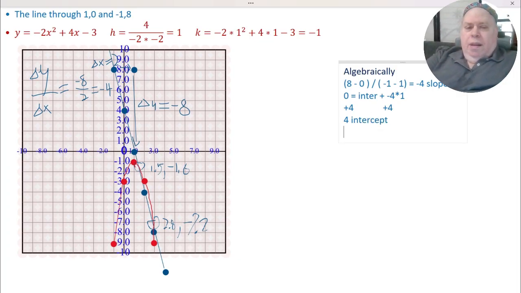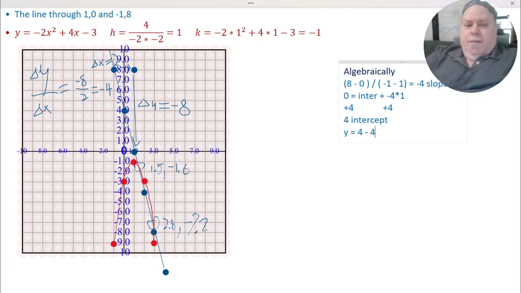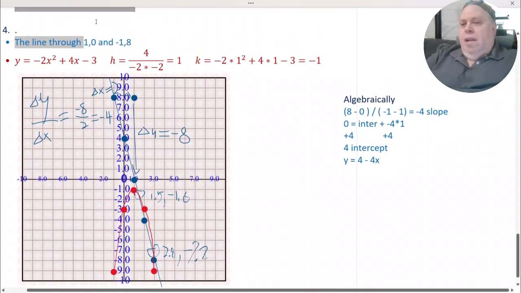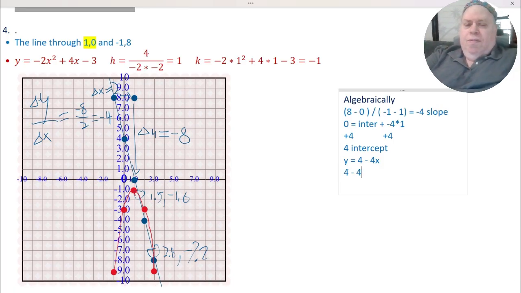So my formula becomes y equals 4 minus 4x. And so I used 1, 0 to figure that out. Highlight that. And so we'll plug minus 1 into this, and I get 4 minus 4 times minus 1 is equal to 8. So that's a check.